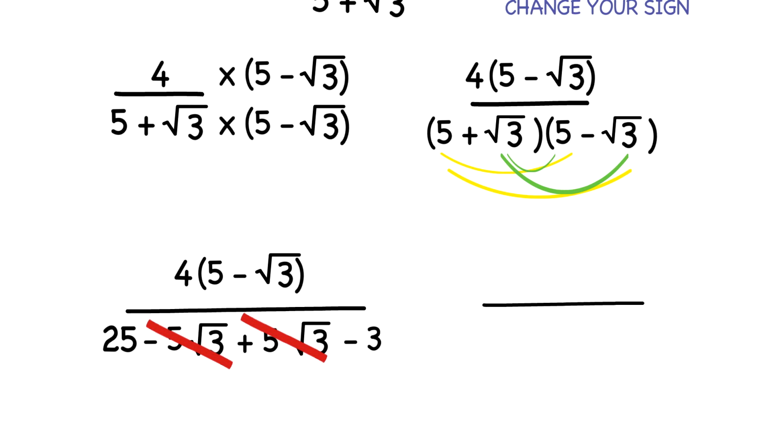On the top, if we times that 4 by what's inside the brackets, we get 20 minus 4 root 3. And on the bottom, we have 25 minus 3, which is 22.